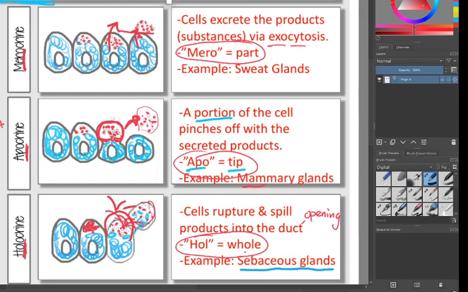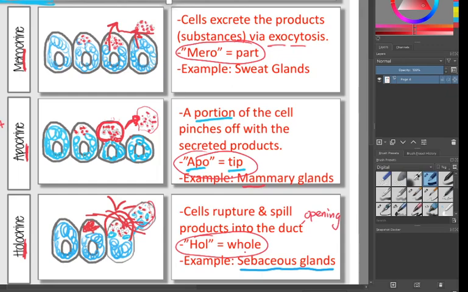At least that's what 99% of America does. They go and they pop the zit instead of just leaving it be, which is maybe what we're supposed to do, I don't know. But it ruptures and it spills out into this opening or onto the surface of your skin, okay? And so these holocrine glands are rupturing and spilling their products into this opening that we call a duct or surface, okay? And so that's pretty much it.